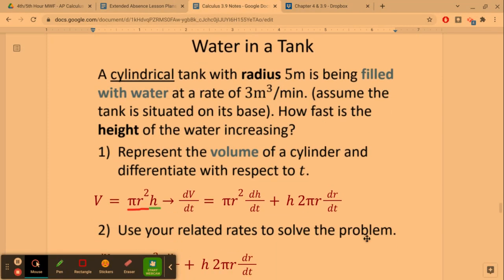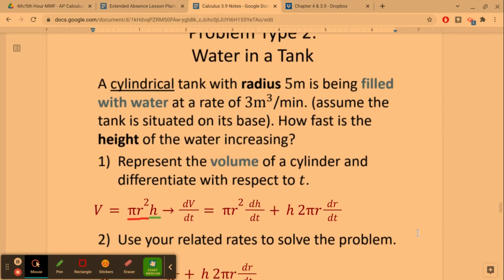Cool. All right, now we're going to use our related rates to solve this problem. I'm going to walk you through this one. I would love to hand this off to you, but there's a detail that I absolutely must hit. Just to make sure you don't get off on the wrong foot and get royally confused, I'm going to walk you through this one. Okay, so here we go.